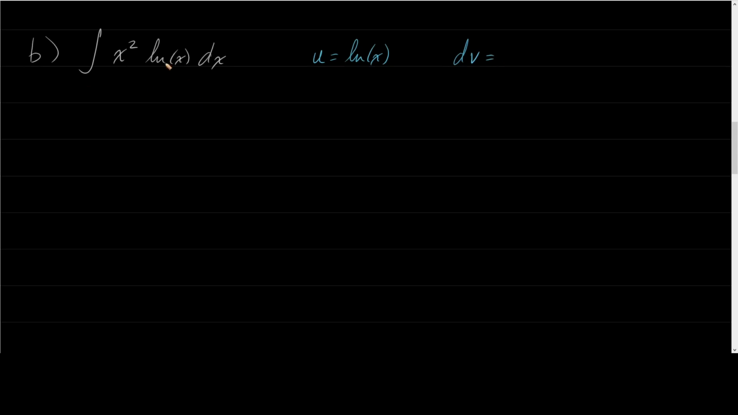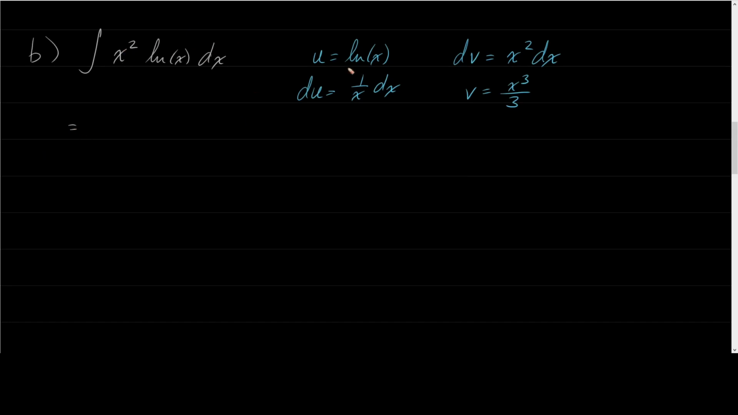dv, excuse me, would be the rest, which is x squared dx. So if u is ln of x, then du would be 1 over x dx. And if dv is x squared dx, well, then v would be x cubed over 3. At this point, we can go ahead and start applying the integration by parts.